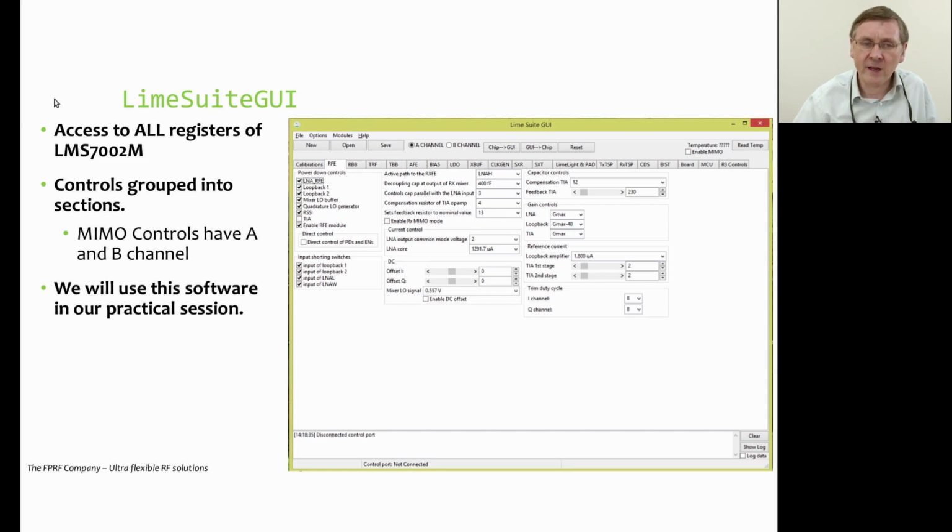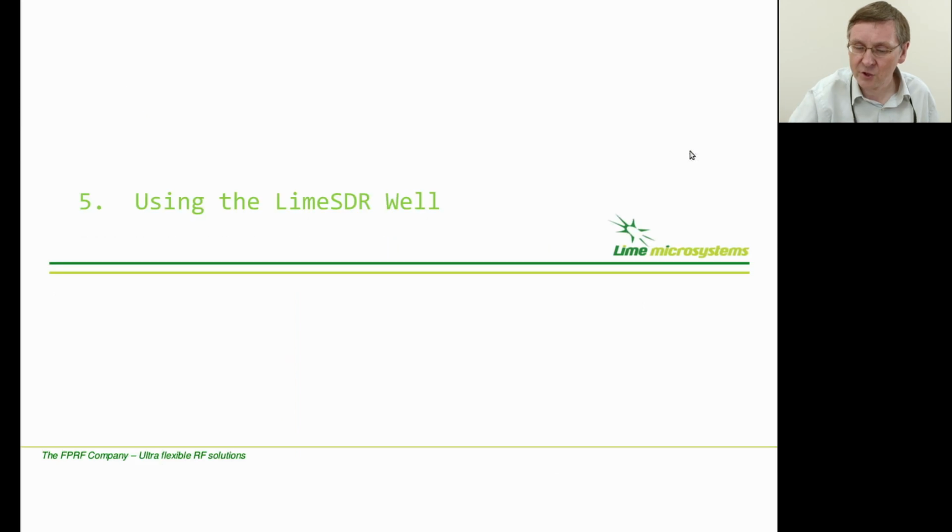The LimeSuite GUI gives us access to all the registers on the LMS7002, and these are grouped into the A and B channels for the MIMO, and is divided into a number of tabs, for example calibrating the SDR, the RF front end for the receiver, the RF analog baseband for the receiver, the RF transmit path, the RF analog baseband, the data converters, overall bias, internal regulators, the buffer for the crystal reference, the clock generator for the baseband digital, the transmit and receive synthesizers, the digital interface, the signal processing blocks we just discussed, as well as various other auxiliary control tabs.